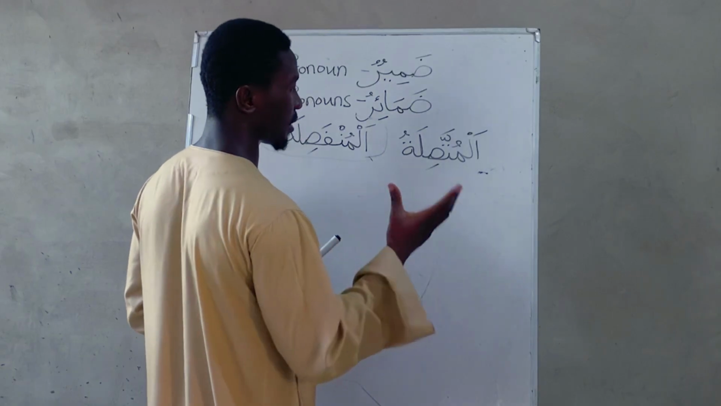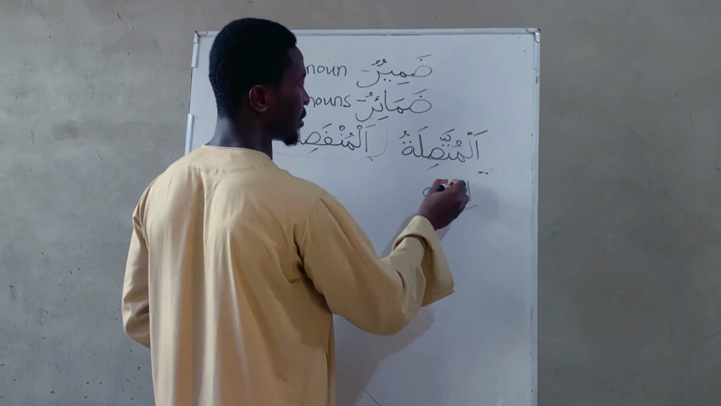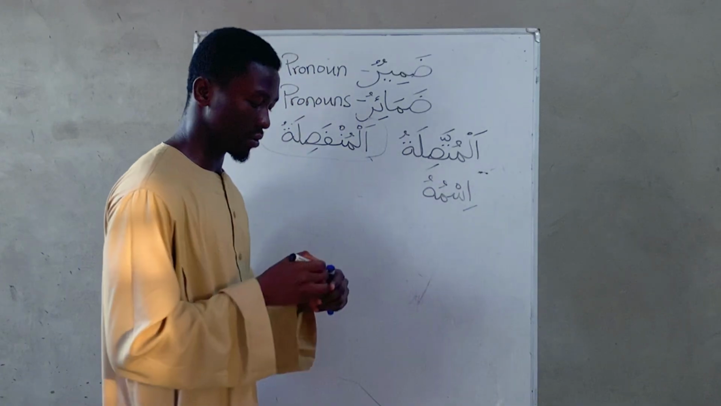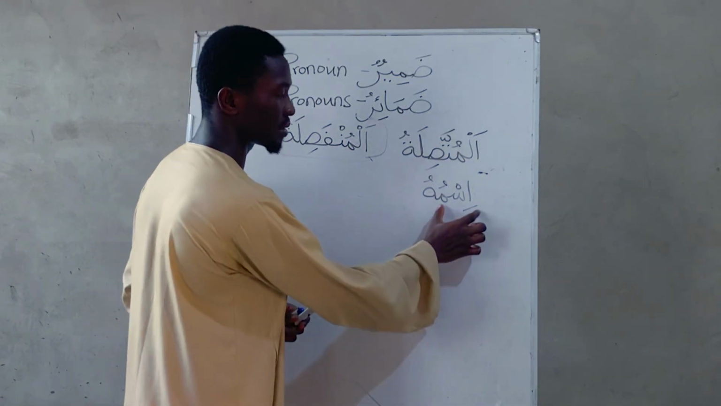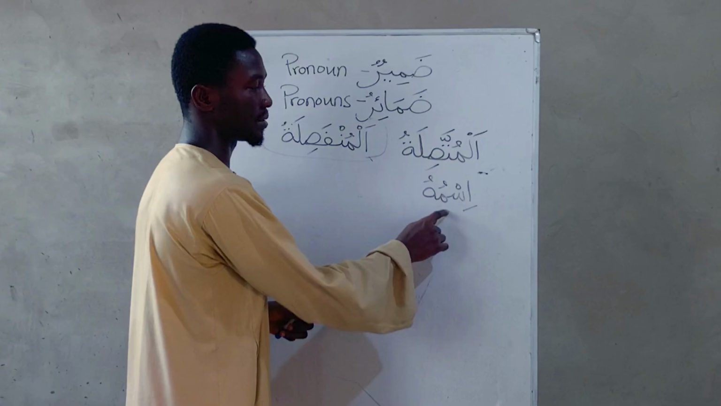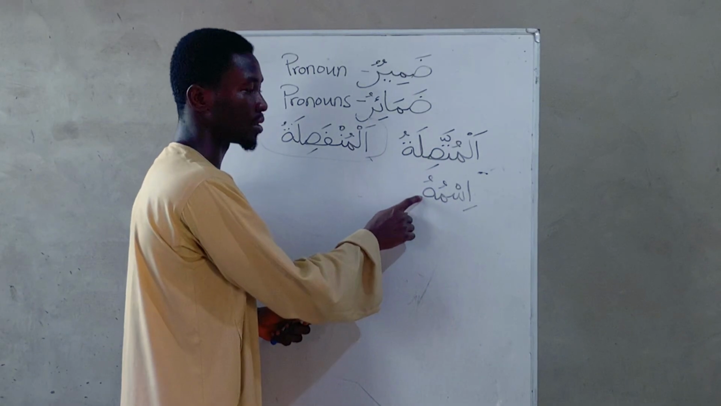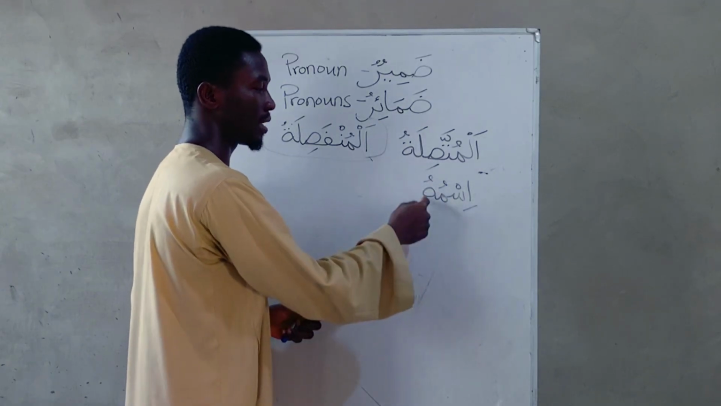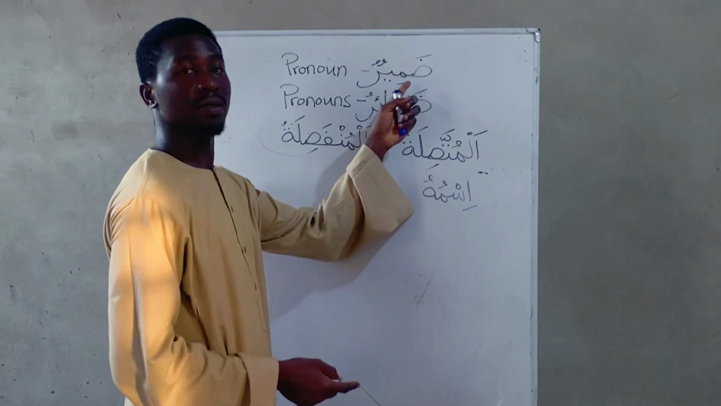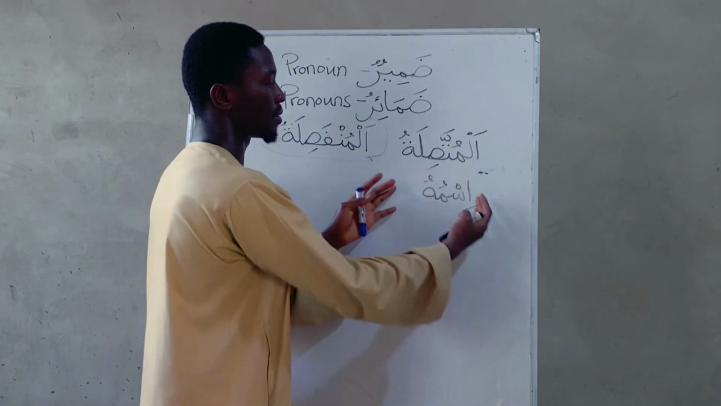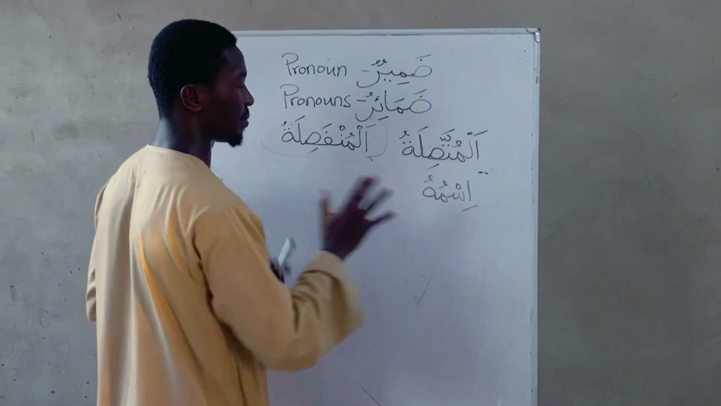For example, if you have something like ismuhu, in this case it means his name. The first part is ismu, name, and then what has been added to it is hu, his. So ismuhu, his name. In this case, this ha is the damir. It is muttasil, because it is joined to the noun. That's a basic example of it.